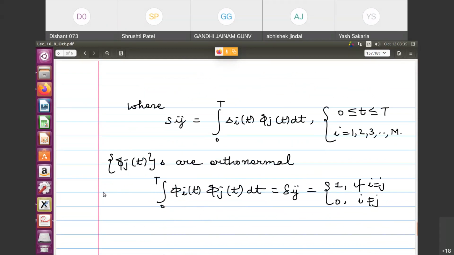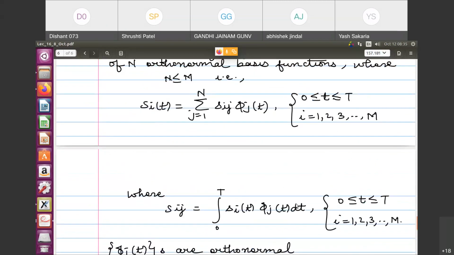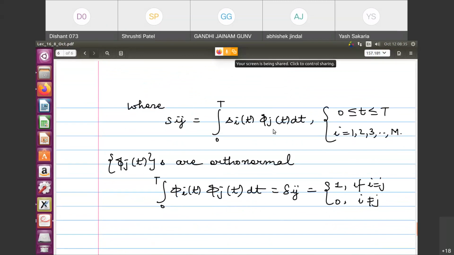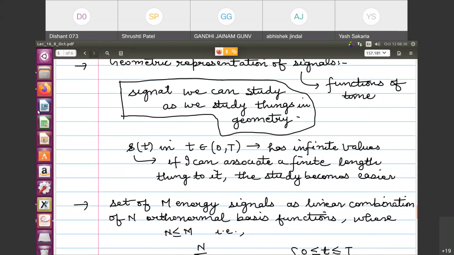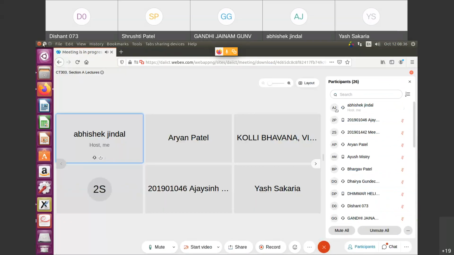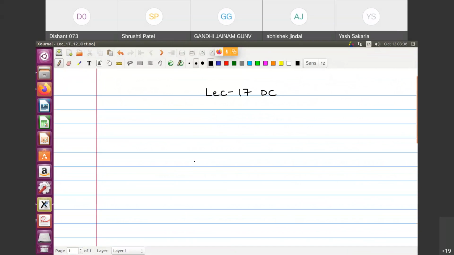So we wrote that phi j(t)'s are orthonormal. That is, integral 0 to T phi i(t) phi j(t) dt equals delta ij. Now remember one thing, that this definition of this projection or this inner product assumes that both the signals are real. If they are not real, then you have to take a complex conjugate here: Si(t) into phi j star(t). Similarly, phi i(t) into phi j star(t). So remember that. This is all for the real case. So let us move ahead with today's lecture.